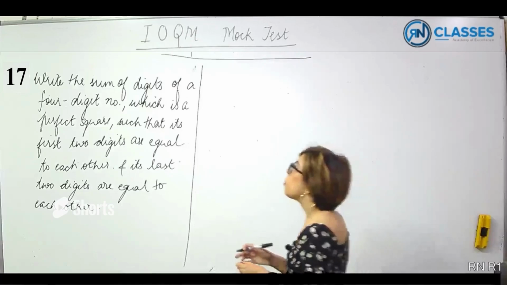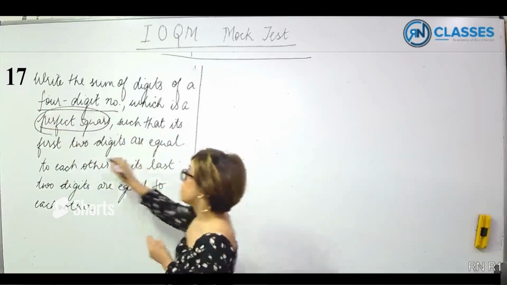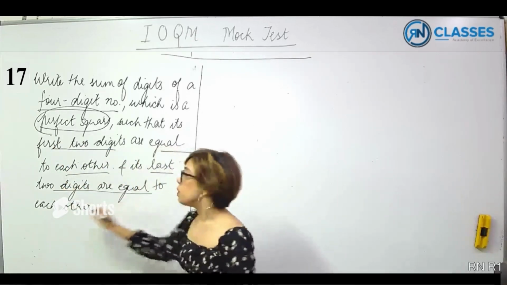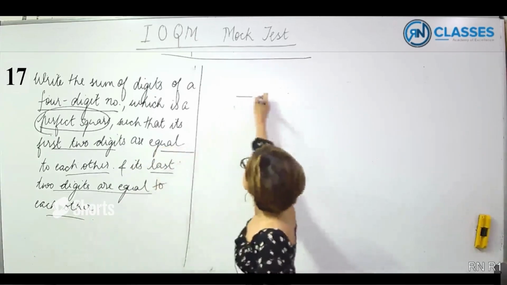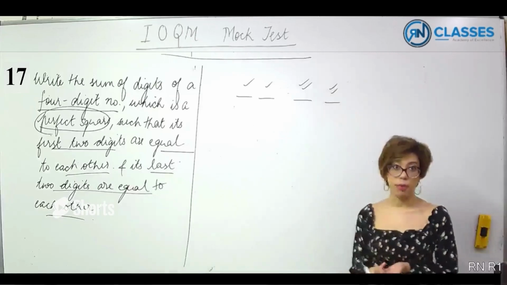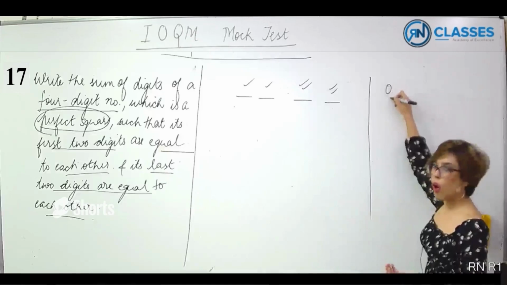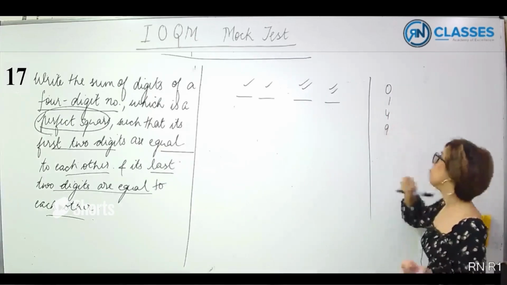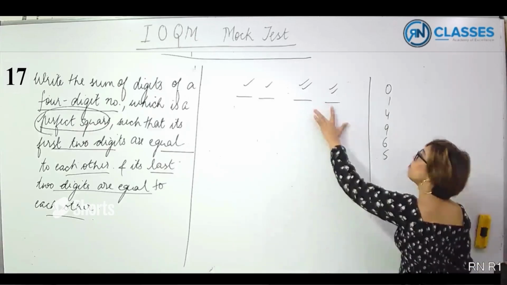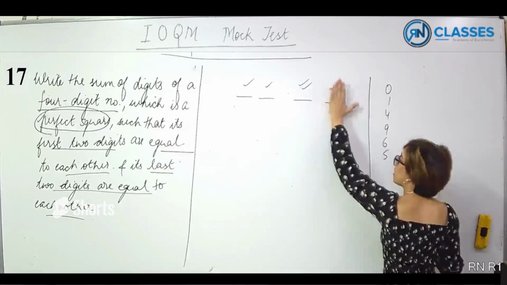Now, he says write the sum of digits of a 4-digit number, which is a perfect square, such that its first 2 digits are equal to each other and its last 2 digits are equal to each other. First 2 are the same and then last 2 are the same. And the number is a perfect square. Now, I know that any perfect square will end with 0 or 1 or 4 or 9 or 6 or 5. So the unit place can be 0, 1, 4, 9, 6 or 5.